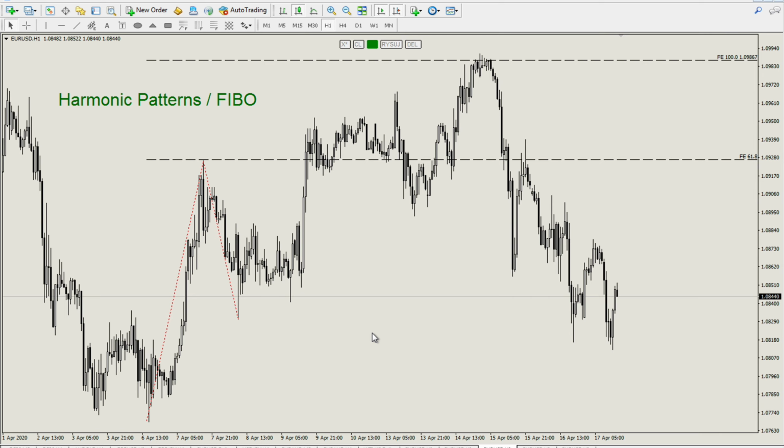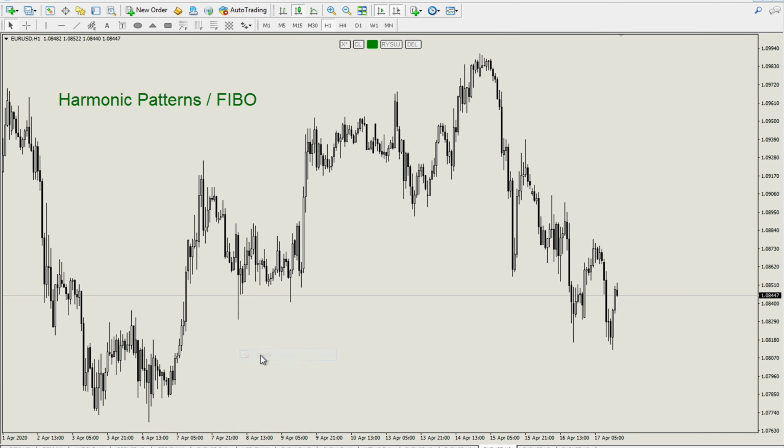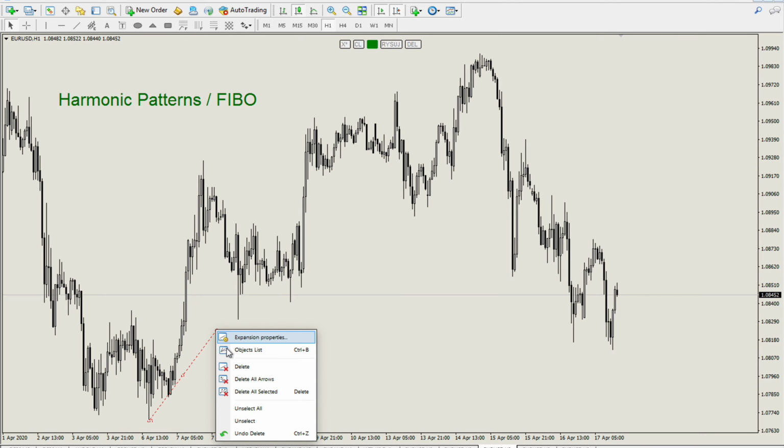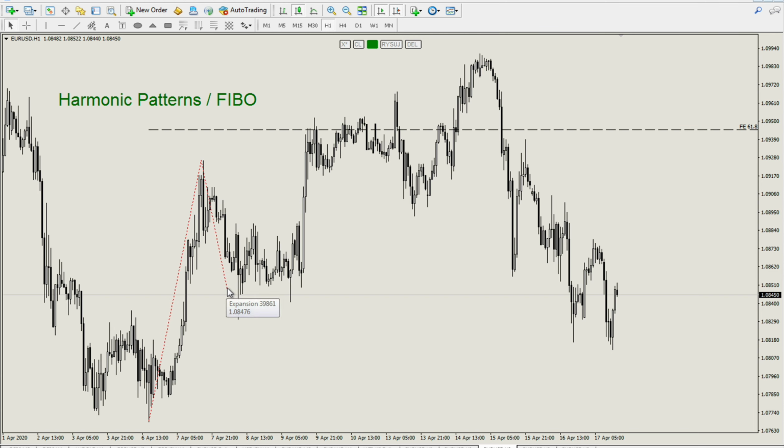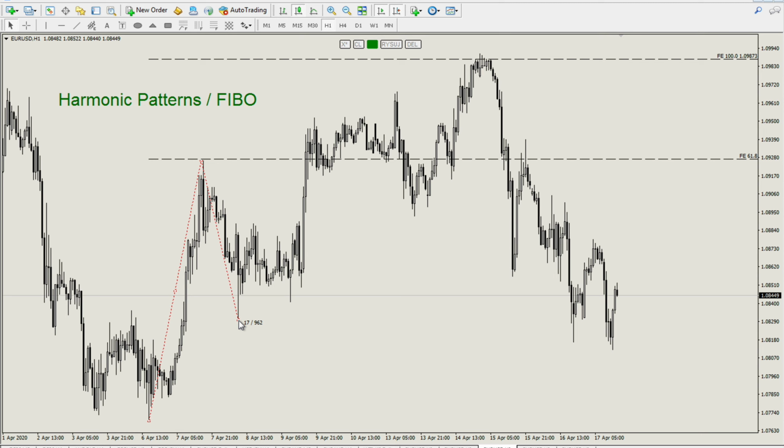So we have nothing except Fibonacci, which doesn't even have to be here. I can remove this one. We can draw it from the beginning. So we check our first impulse. First impulse up, starting from the bottom to the bottom of the first correction. And we can see that our 100% is at this point.